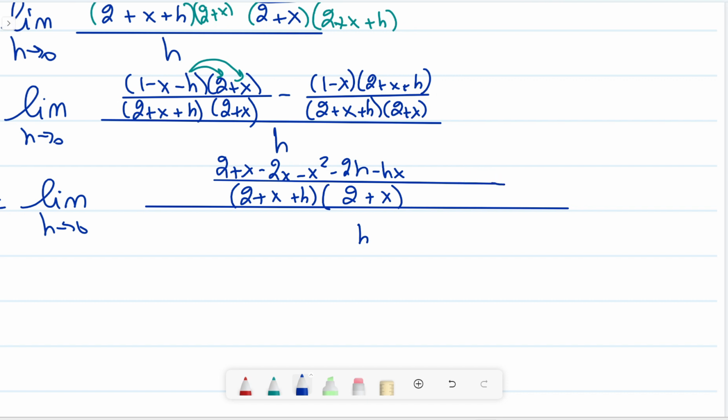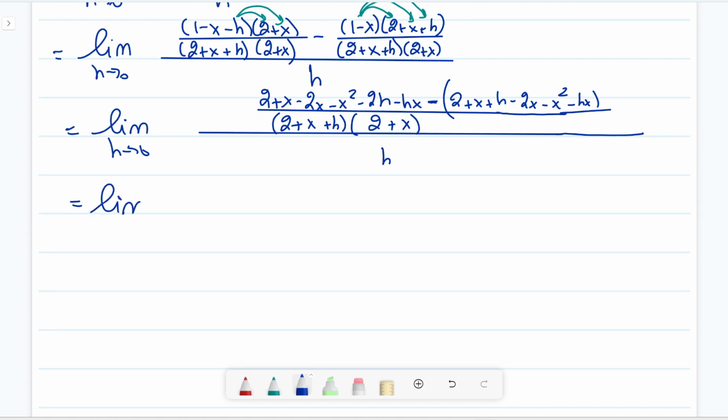Let's look at the second fraction. Don't forget the minus sign outside. So 1 times 2, 1 times x, and 1 times h. This would give us 2 plus x plus h. And now negative x times 2, negative x times x, negative x times h would give us negative 2x minus x squared minus hx.